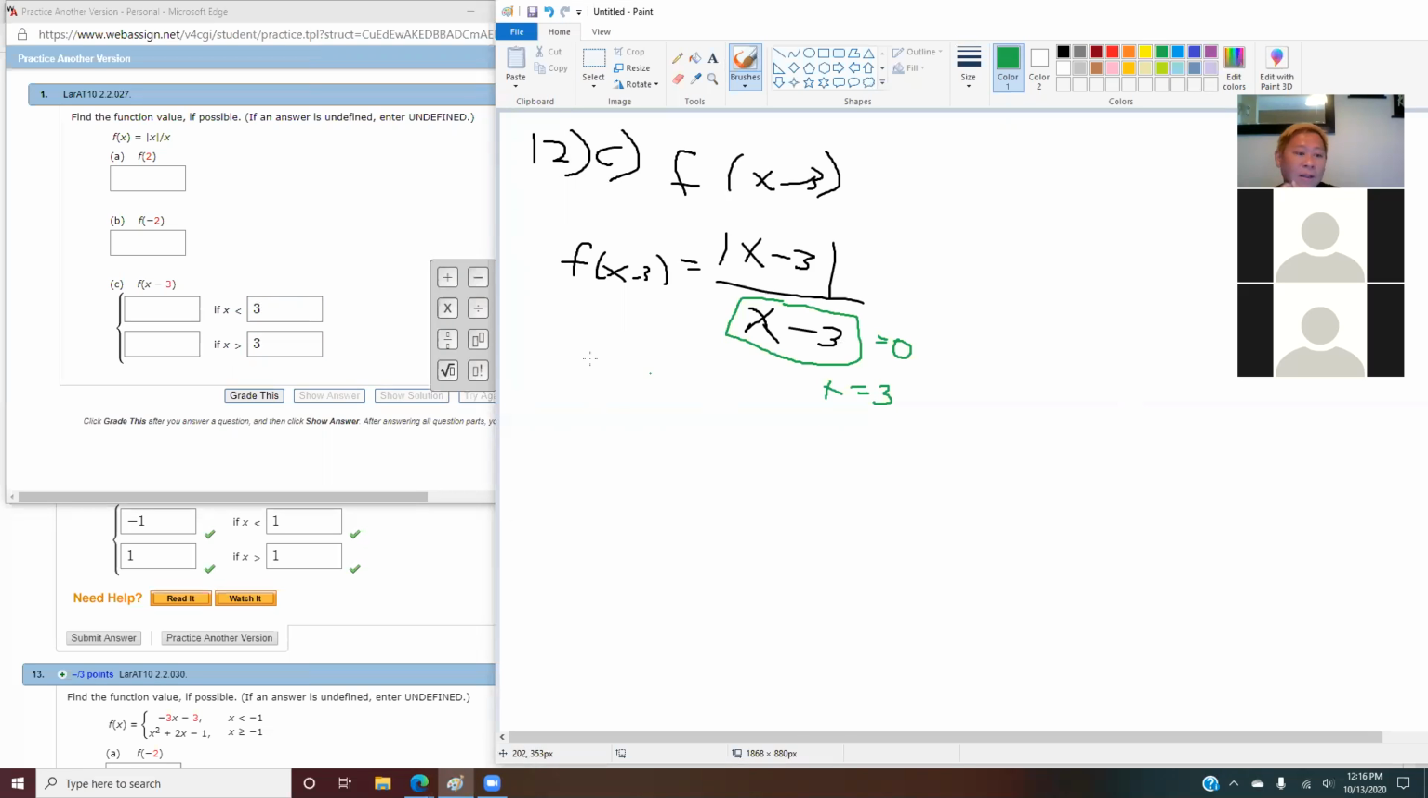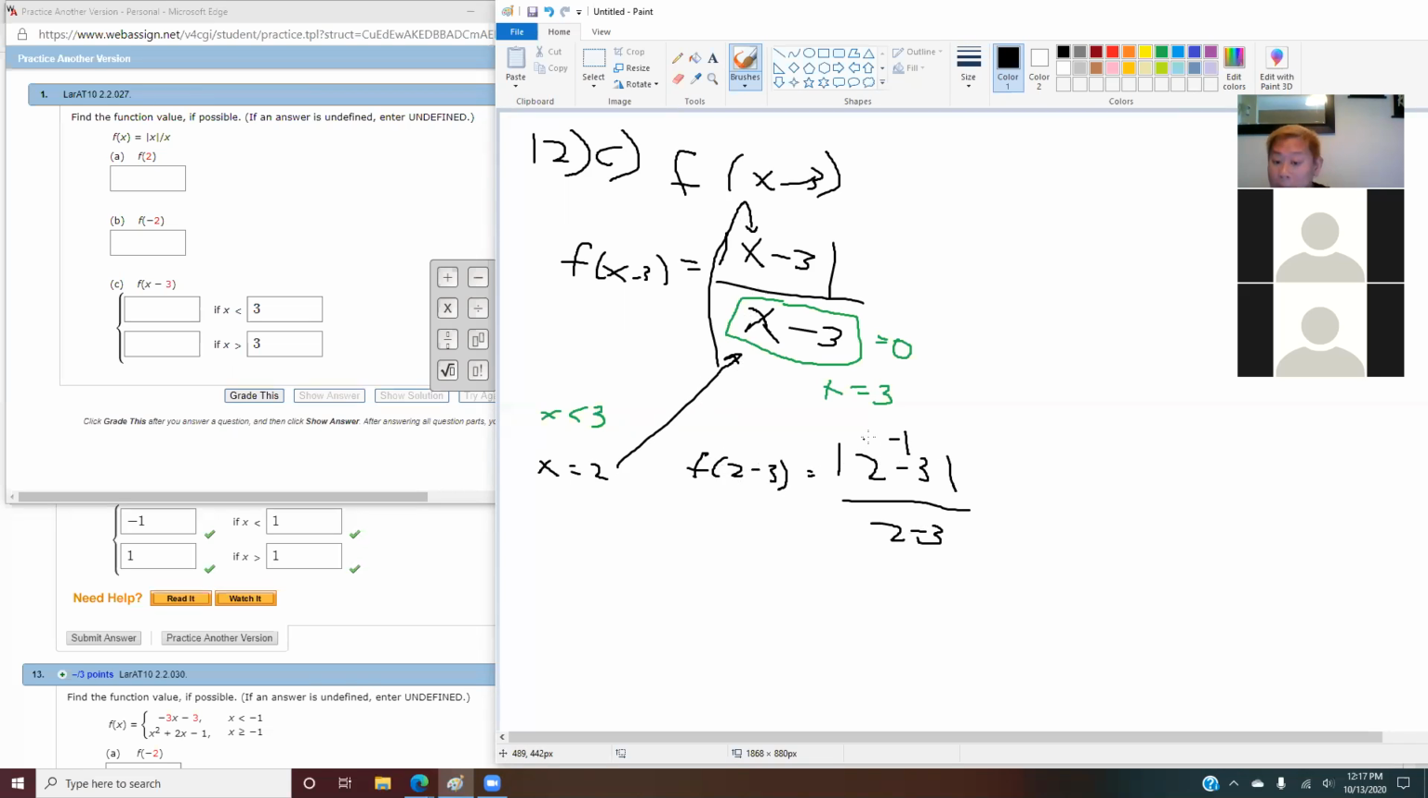So we're going to take 3 and 3. For the first one, x is less than 3. So you have to give a number that is less than 3. So we will do 2. What you do is plug 2 inside this equation and see what you get. Your x is 2 here. So it's the absolute value of 2 minus 3 over 2 minus 3. So 2 minus 3 is negative 1. And then the absolute value of negative 1 is 1.